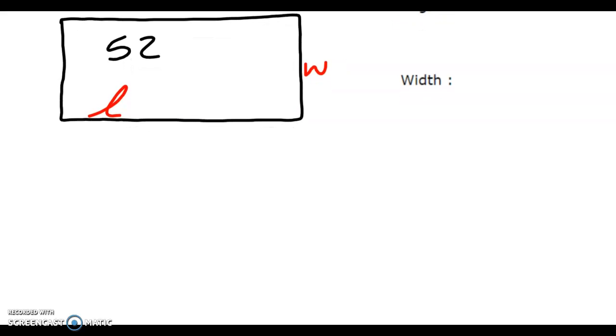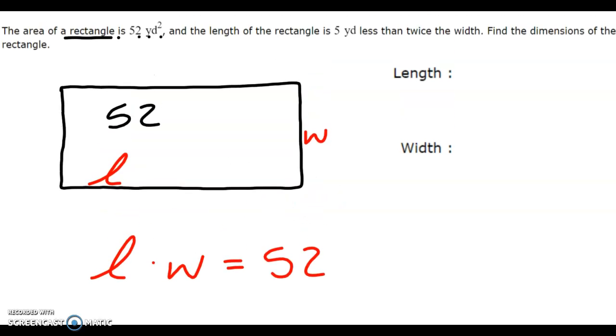Okay? So as of right now, your equation is length times width equals 52. Well, you are not going to be able to solve for your L or your W right now because there's two different variables in the same equation. We can't solve for that. You could solve for it in terms of the other variable. They don't want that. They give us some more information.